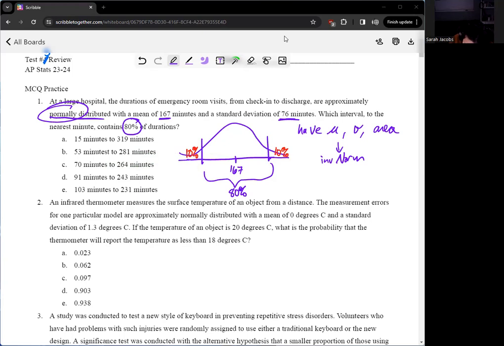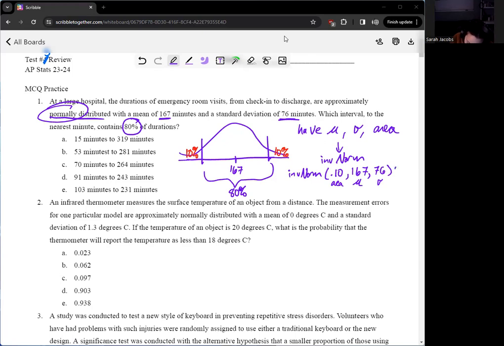So let's do that. We're going to use inverse norm. The area is going to be 0.10. Let's start with the lower bound. The mu is going to be 167, and the standard deviation is going to be 76. So this is the area, this is the mean, and this is the standard deviation. 10%, 167, and 76. Now, if you have a newer calculator and can just do the center, then you can just make it be 80% and select center. But since not all calculators do that, we're going to go with this.